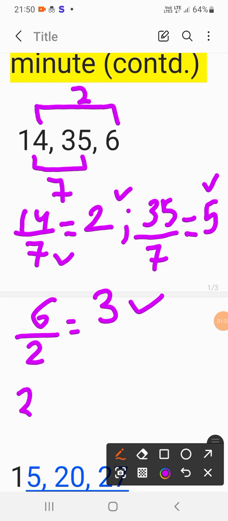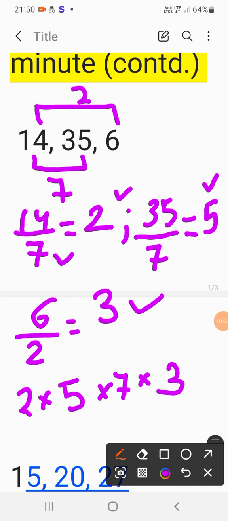So 2 multiplied by 5 into 7 into 3. Since 7 is a common factor of 14 and 35, we multiply by 7 as well. So 2 into 5 is 10, 10 into 7 is 70, and 70 into 3 is 210. And this 210 is the LCM of 14, 35 and 6.